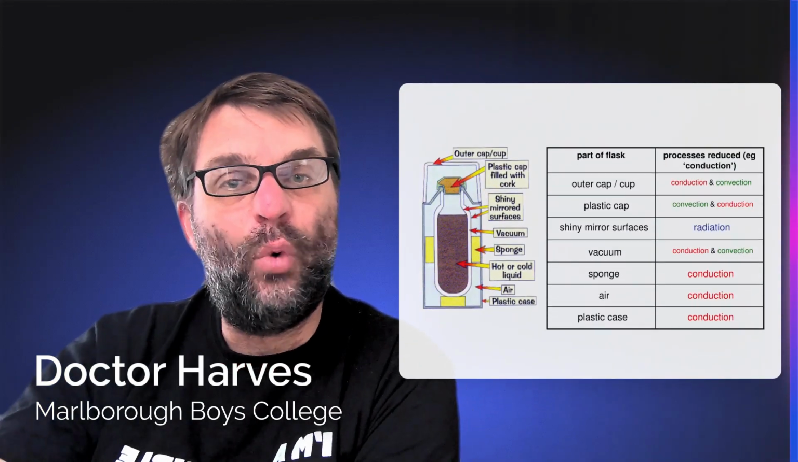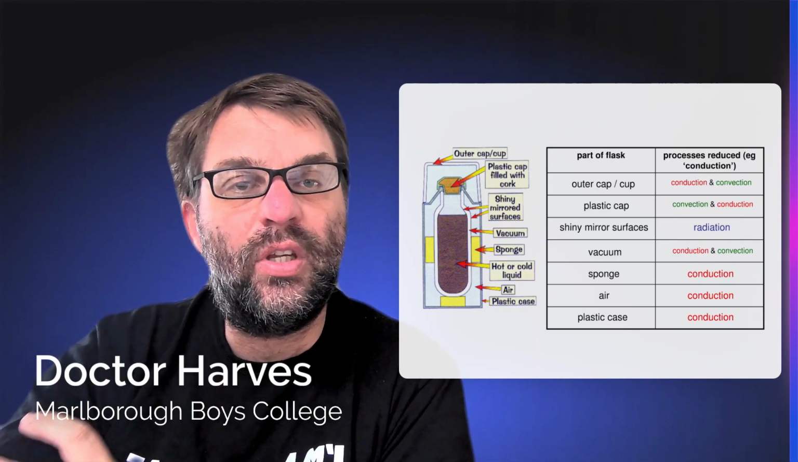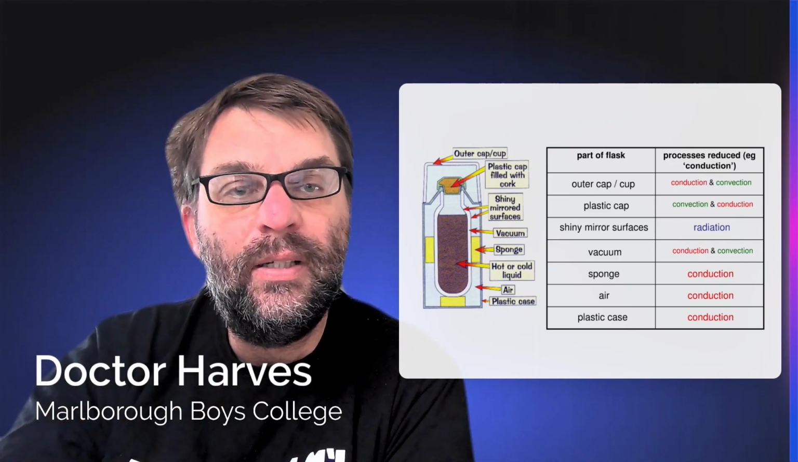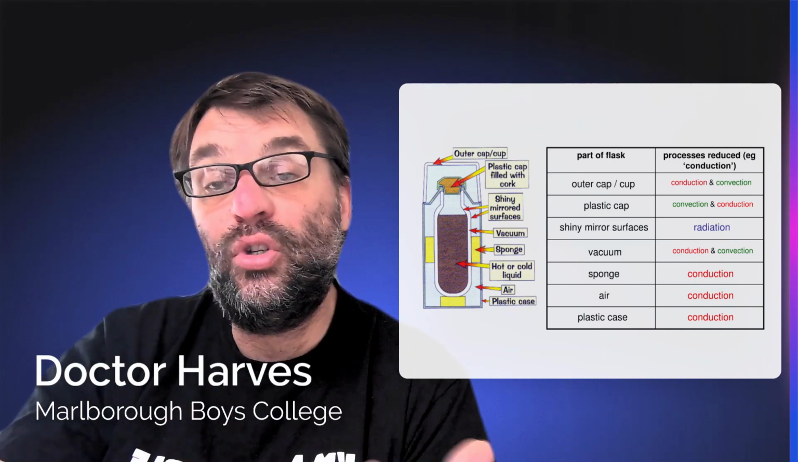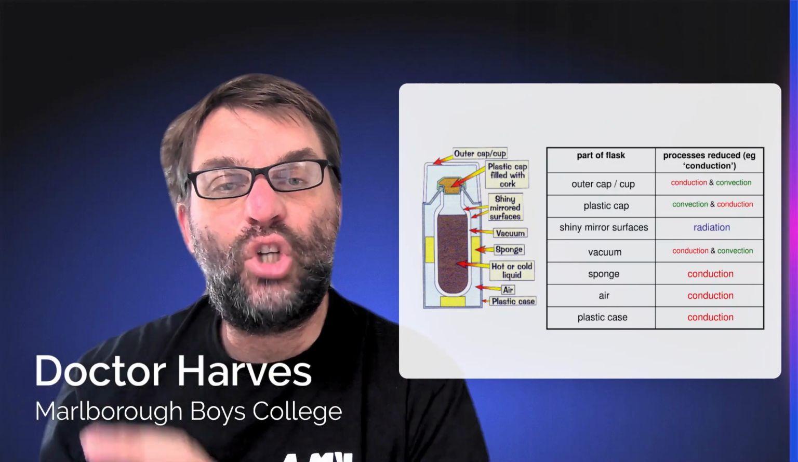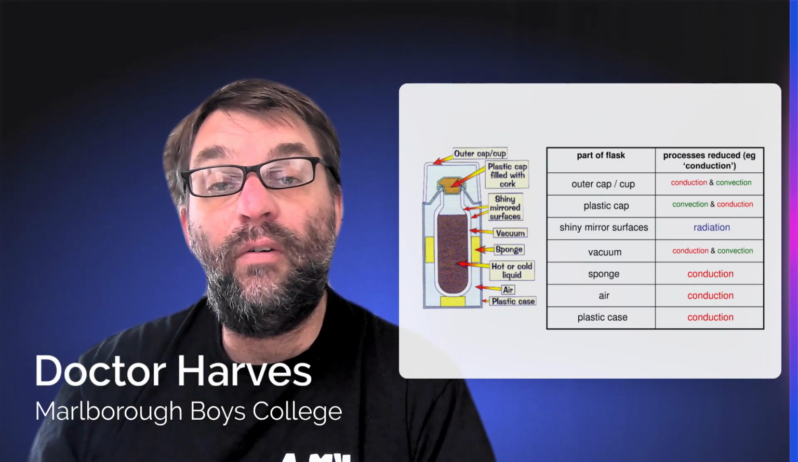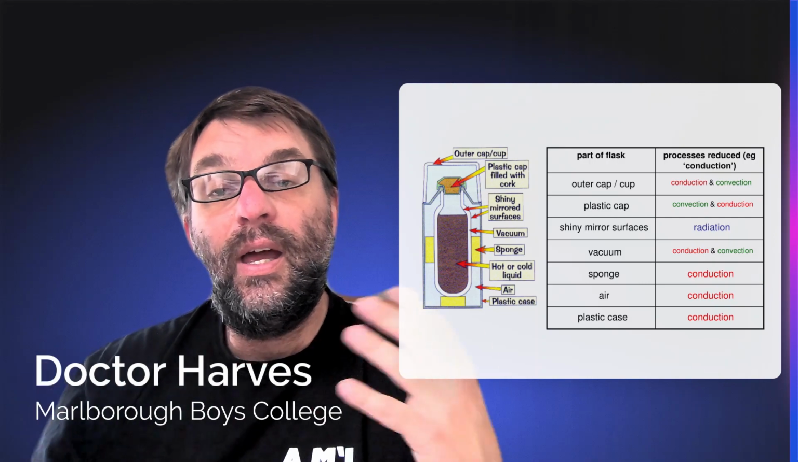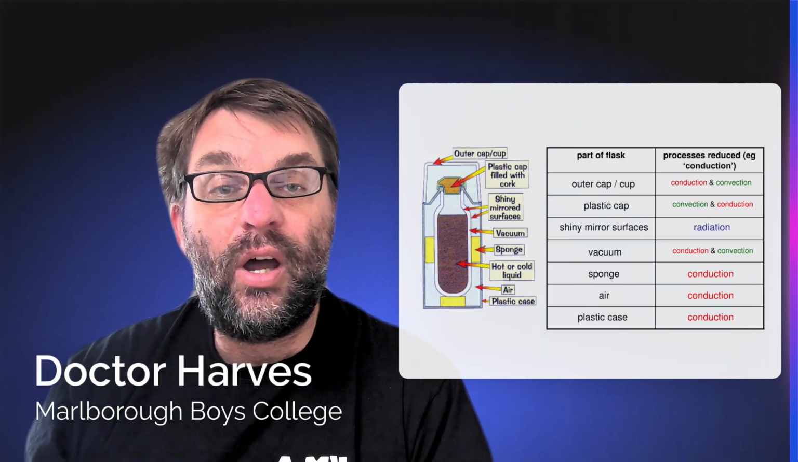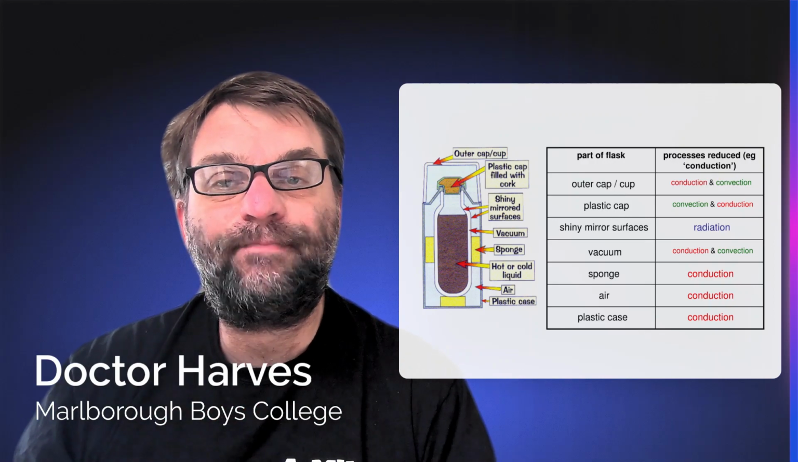So just reinforcing that, the outer cap or cup basically reduces conduction and convection. The plastic cap reduces again heat transfer by convection and conduction. The shiny mirror surfaces on the inside of the thermos and also the outside reduce heat transfer by radiation.